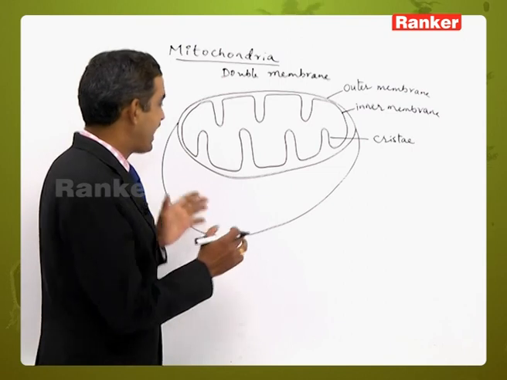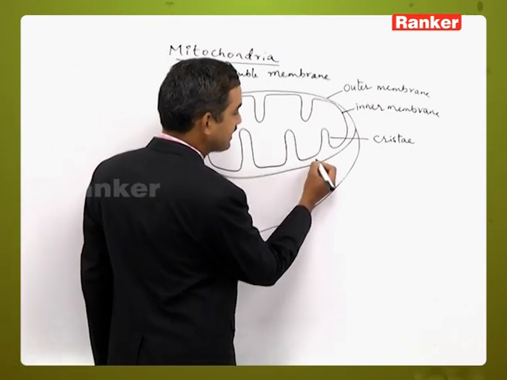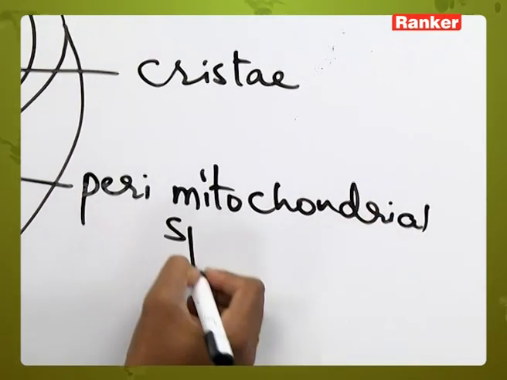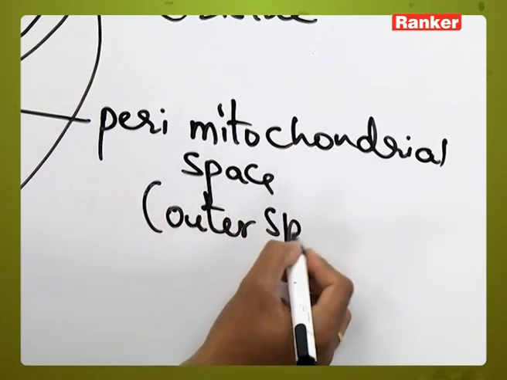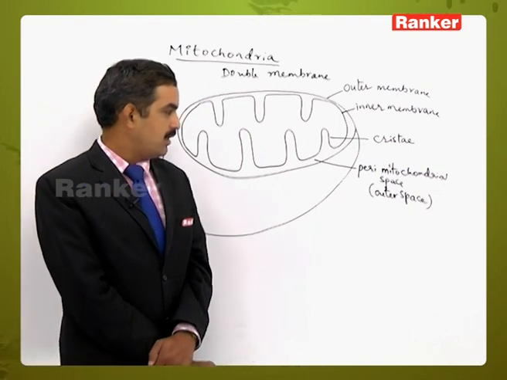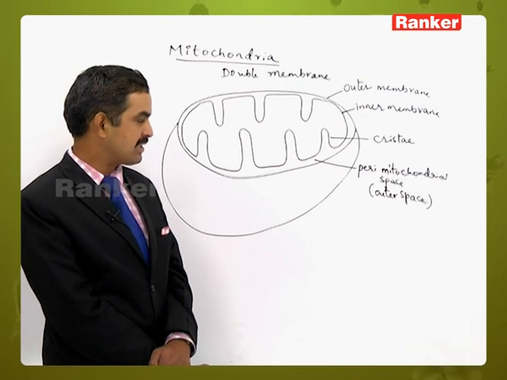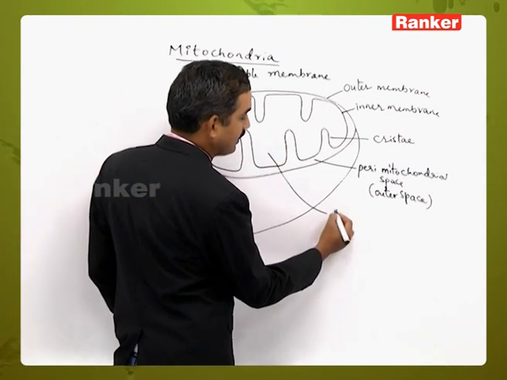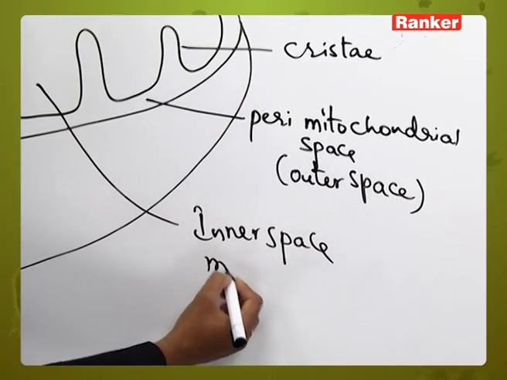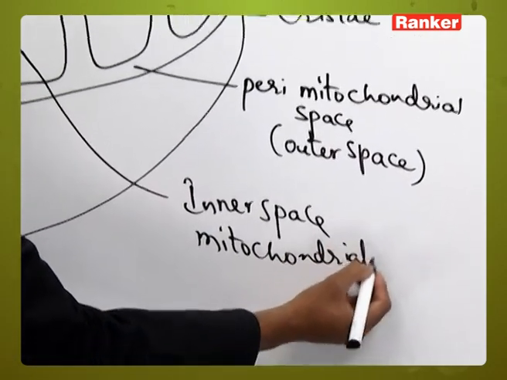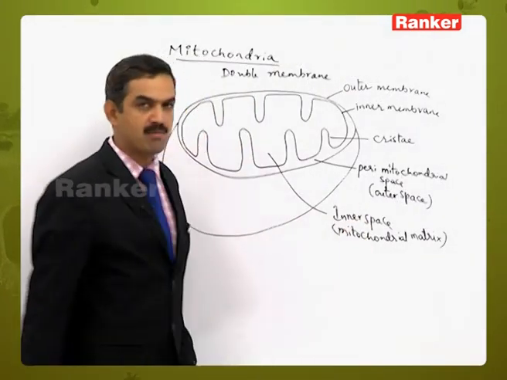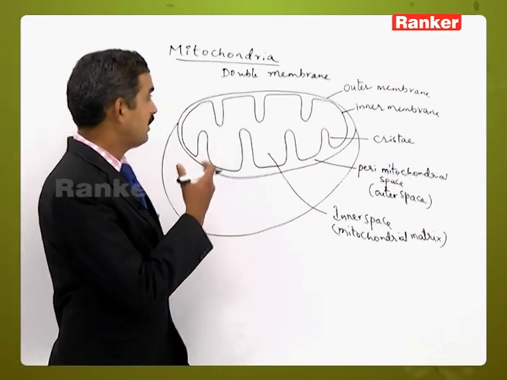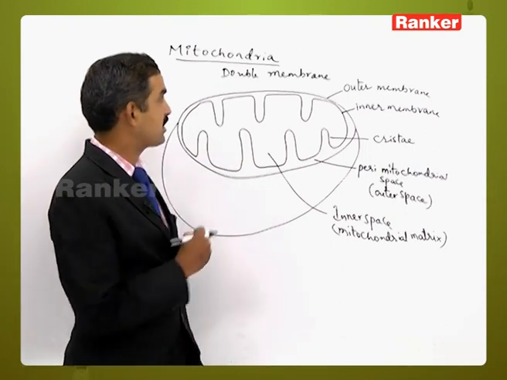At some places, we can see a gap between the outer membrane and inner membrane. This gap is called the perimitochondrial space, or otherwise the outer space. This space provides some sort of protection to the inner structures. The inner space is called the mitochondrial matrix. This mitochondrial matrix is the main region, the center, where all functions related to the mitochondria take place. This is the basic organization that we can see in the mitochondria.